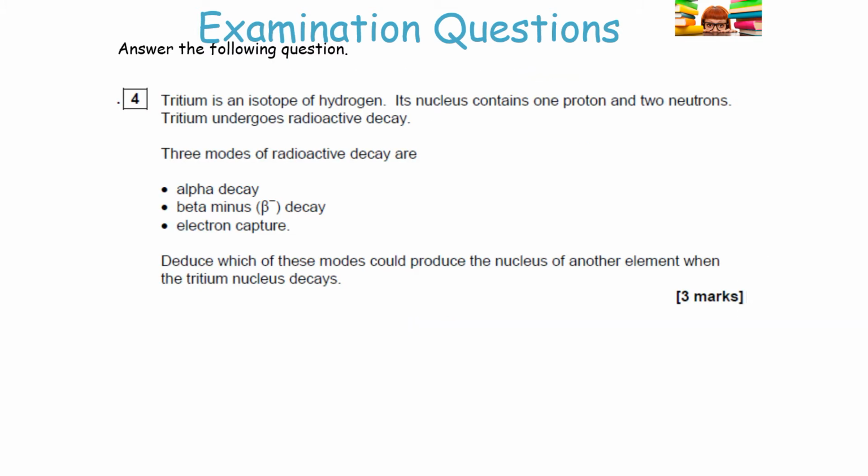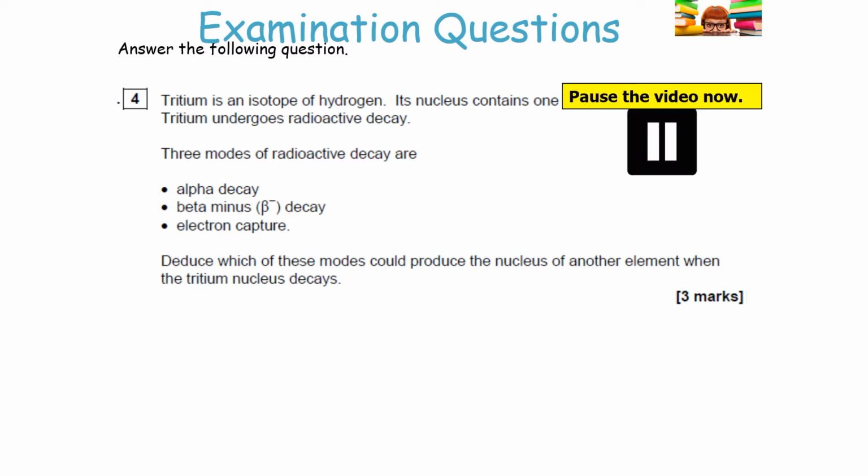Next question. Tritium is an isotope of hydrogen. Its nucleus contains one proton and 2 neutrons. Tritium undergoes radioactive decay. 3 modes of decay are alpha decay, beta minus decay, and electron capture. Deduce which of these modes could produce the nucleus of another element when the tritium nucleus decays. Pause the video now. Unpause the video when you want to go through the answer.